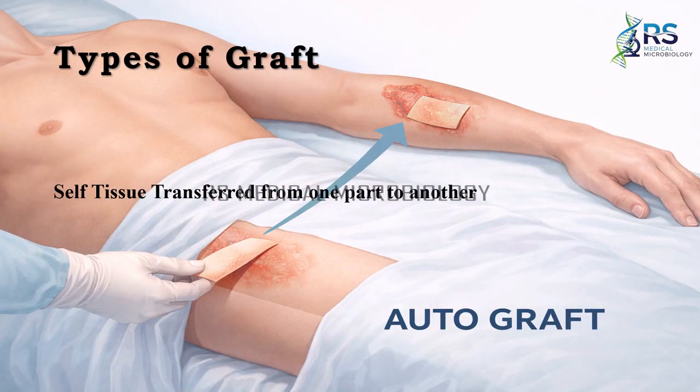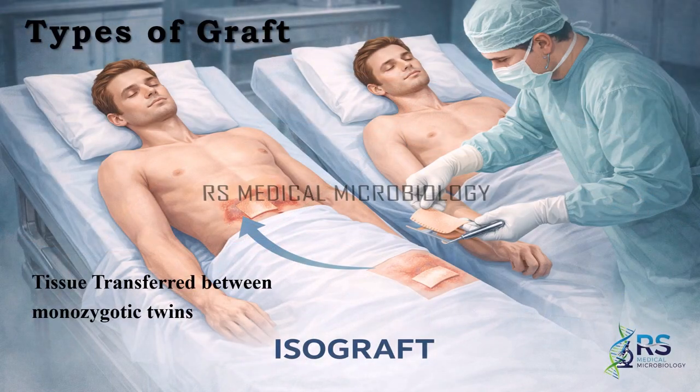First, we have the autograft. The best example is skin grafting, where a piece of skin is taken from one part of the body and grafted to the damaged area in the same person. Next, we have what is called an isograft. Here, the tissue is transferred between monozygotic twins.